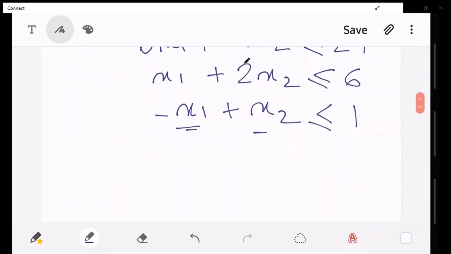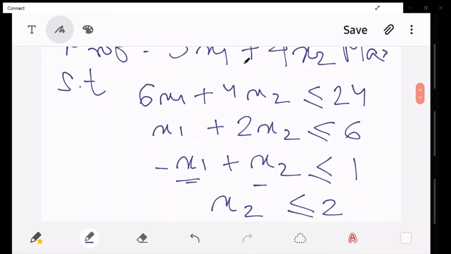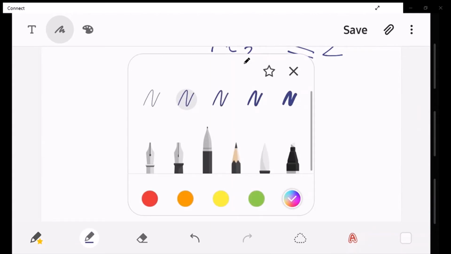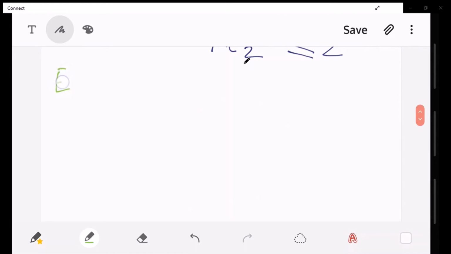And then the fourth constraint is that the daily demand for interior paints is 2 tons. The daily demand for interior paints is x2. This should be less than or equal to 2. So this is my whole OR model, and I need to do the simplex table for this. So first of all, we need to write this in equation format.